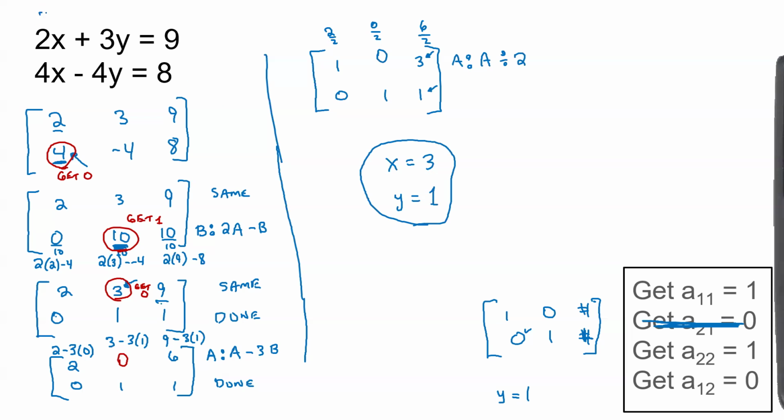So if I go into the top equation, 2 times, I just figured out x was 3, and here's a 3 times 1. Is that really 9? Did this thing work? This would be a 6 plus 3. That's a 9. That works, right? Down here, I'd have 4 times 3. That's 12. Minus 4 times 1. 12 minus 4 is indeed 8. So that is a solution that works. That's the only solution that works.